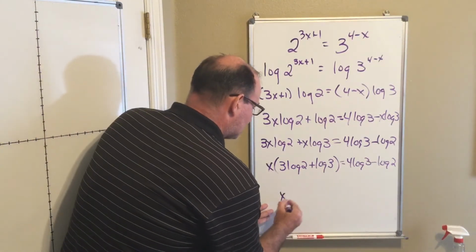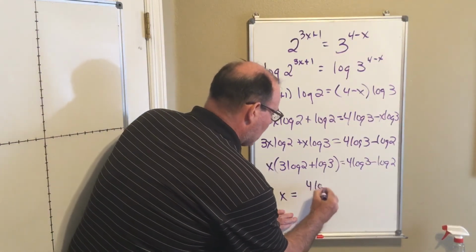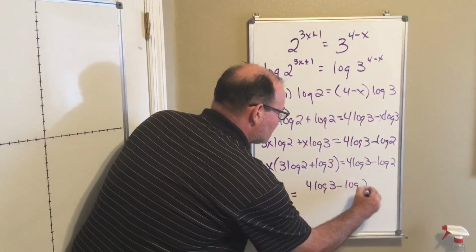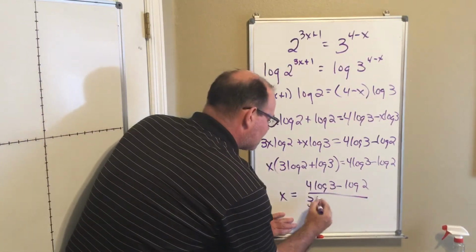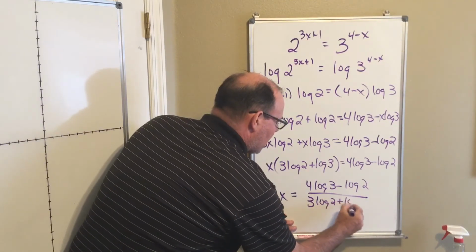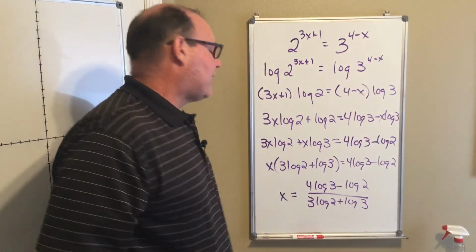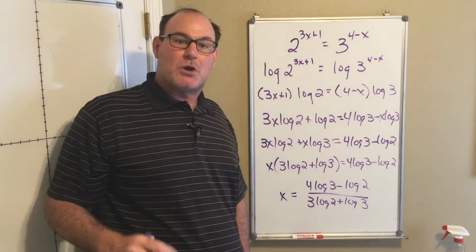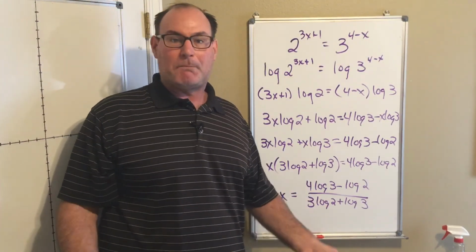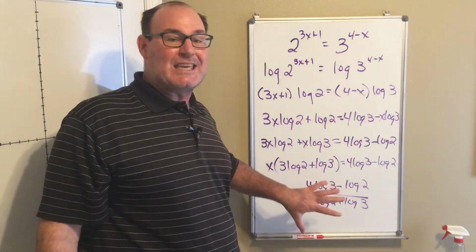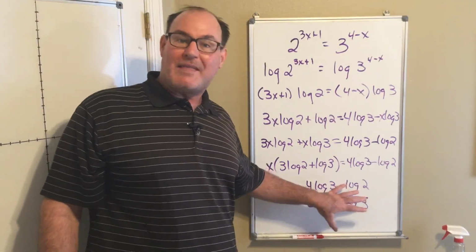So when I do that, I'm left with the 4 log 3 minus log 2. That's what I have on the right. I divide by the thing in the parentheses, 3 log 2 plus log 3. Please, I'm assuming you're college algebra students, you are not going to just start canceling things that look the same. You cannot cancel parts of terms. So that is the final answer in the format that you need to put it.